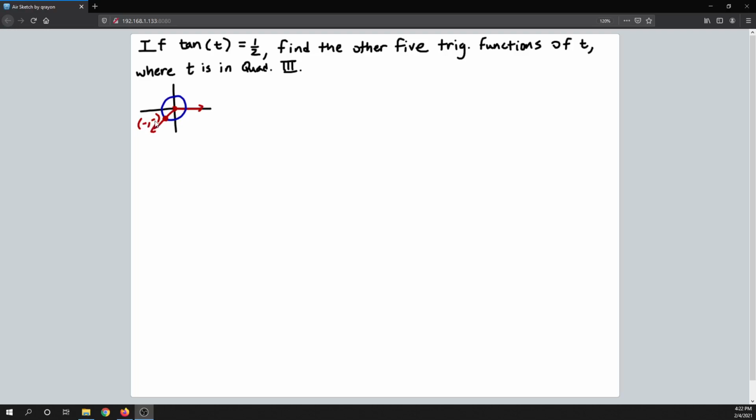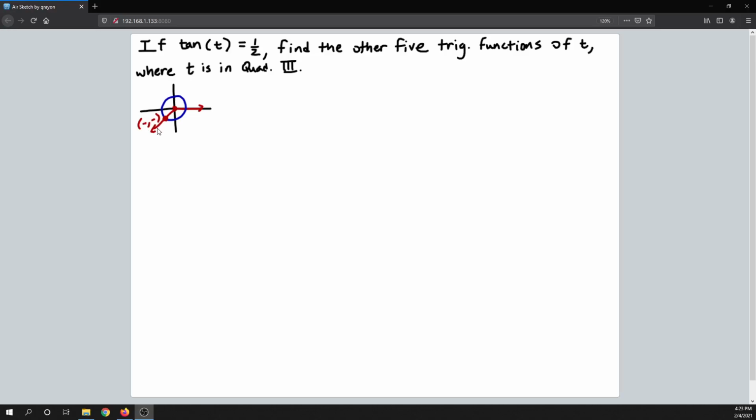The sine will be negative, because the second coordinate is negative. And that means that the cosecant would be negative also, because the cosecant is 1 over the sine. And then tangent and cotangent will be positive, right? Because on both of those, you would be dividing a negative by another negative, and so that would come out to be a positive.